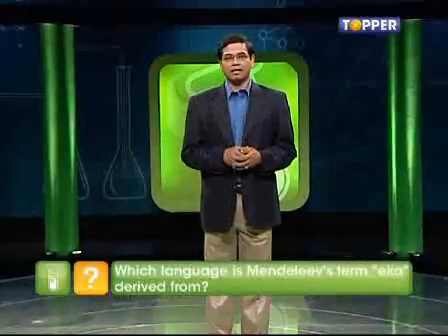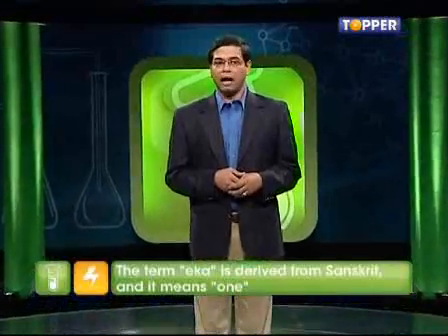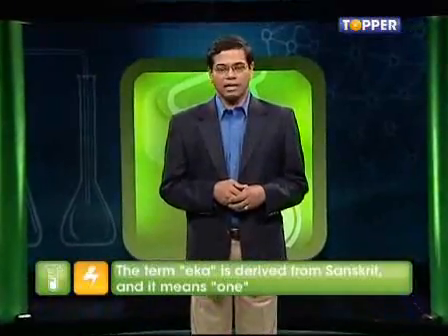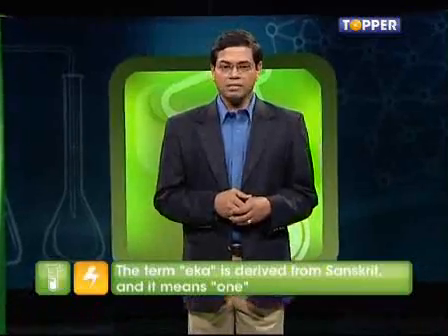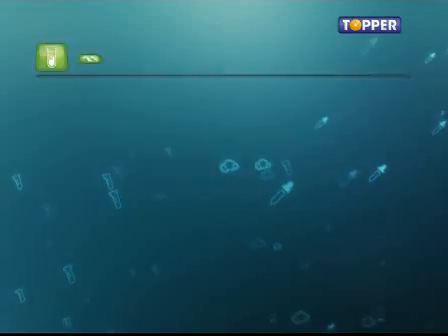Here is the answer. The term Eka that Mendeleev used to describe unknown elements is actually derived from Sanskrit, which means one. He also used the prefixes dvi and tri, that is 2 and 3. Let's get back to Mendeleev's periodic table.